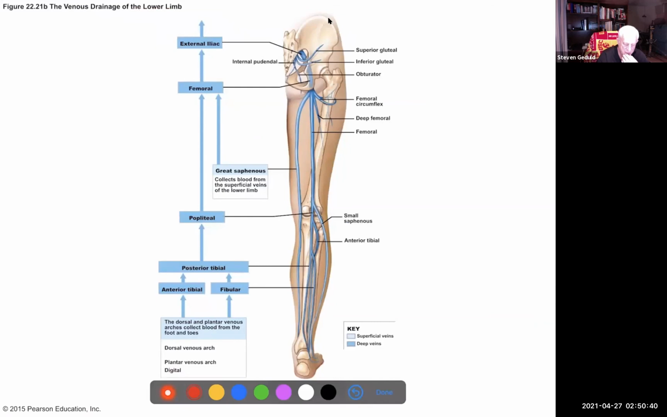On the back view, you can see the same thing. Anterior tibial and posterior tibial veins. The fibular vein going to the popliteal, femoral, external iliac, inferior vena cava.